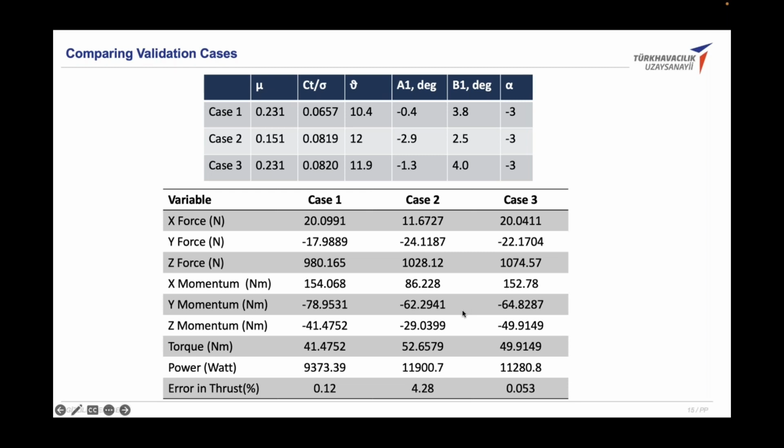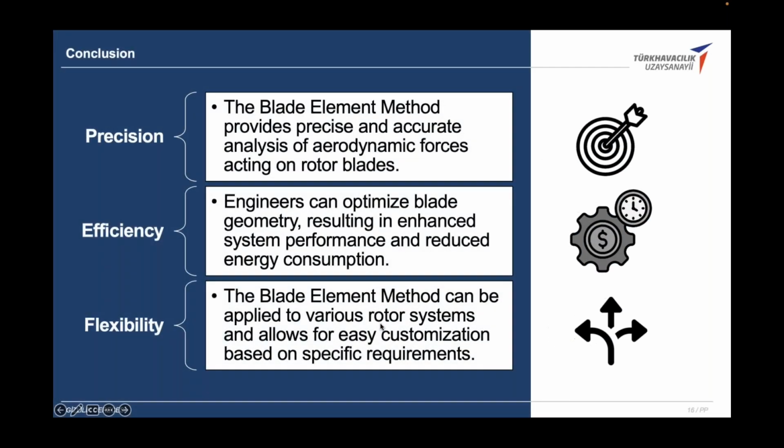Also, in the classical BAM method, BAM assumes the flow variables are constant, such as density or other velocity components. But in this method, we take these variables from the CFD. So it increases the accuracy. So we get low error in the flow. So the blade element method, as you can see, provides precise and accurate analysis of aerodynamic forces. It's an efficient way to solve rotor systems.